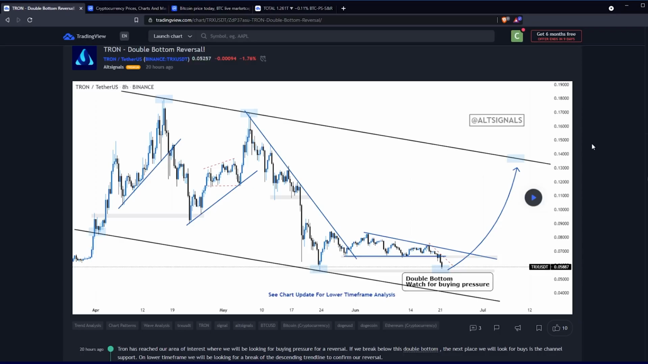Okay, so today we're looking at Tron. We're on the 8-hour chart for Binance, so Tron USDT Binance. What we'll be looking at is where we think it's heading, and a few key areas to keep an eye on over the next couple of days, and see whether or not we're going to hit the bottom of this channel, and if so, where we see it heading afterwards.